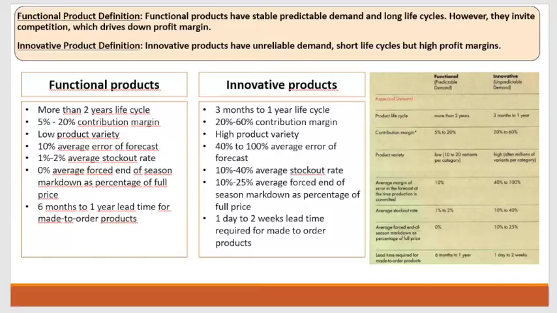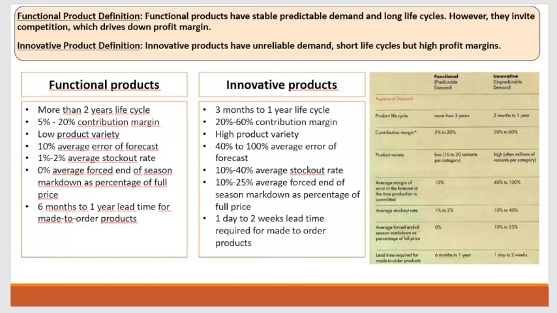But the point is that a functional product basically is something that is very basic. It's something where you want to produce it in high volumes at a low cost and, of course, with the necessary quality. It's also something that you can predict. It's stable, which has a huge impact on the supply chain that you would want to have for a functional product. An innovative product, on the other hand, has a really short life cycle, really high contribution margin, but a lot of errors when forecasting, and you need to do much more markdowns.